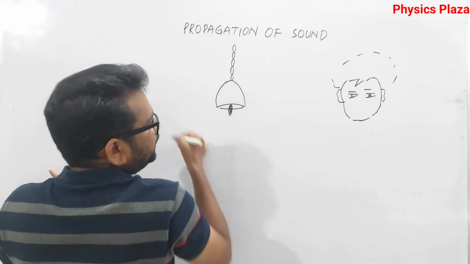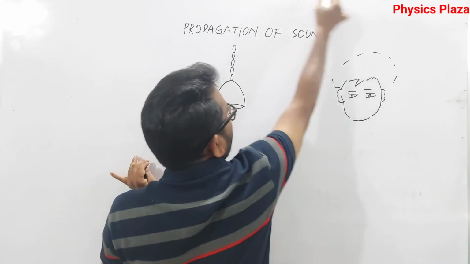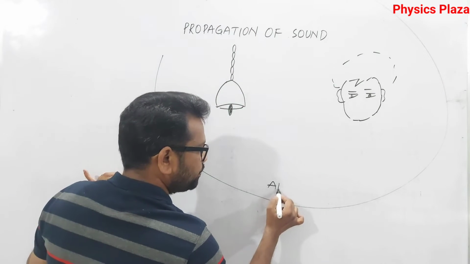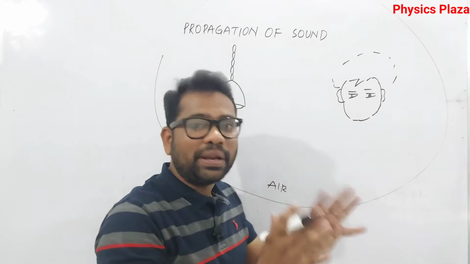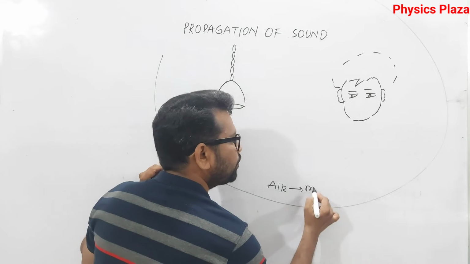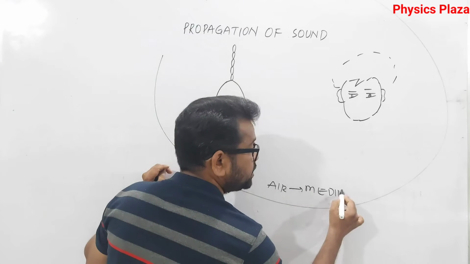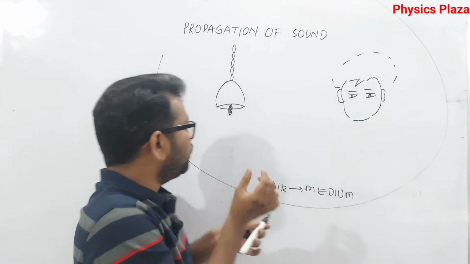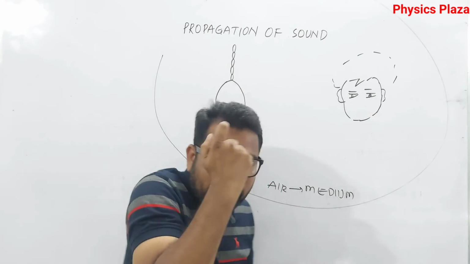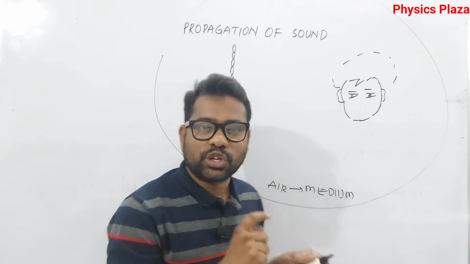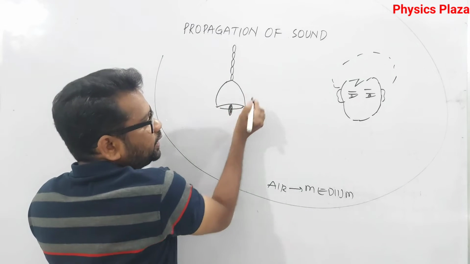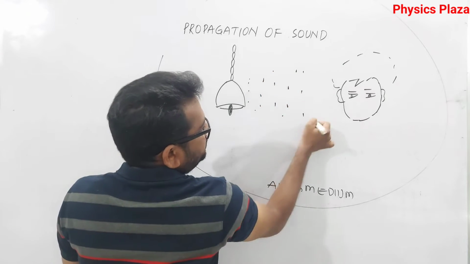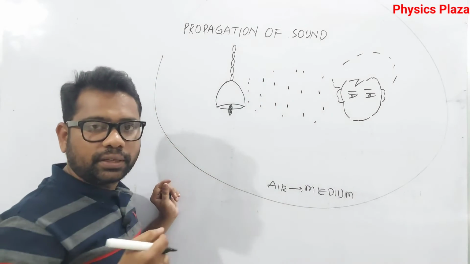Children, around this, what will be there? Air is there, completely. No doubt about it. Means here, air is a medium. In this medium, what will be there? Obviously, molecules will be there. So the moment this bell starts vibrating, then what will happen, children? Let us take some air molecules in between. Then what will happen here?